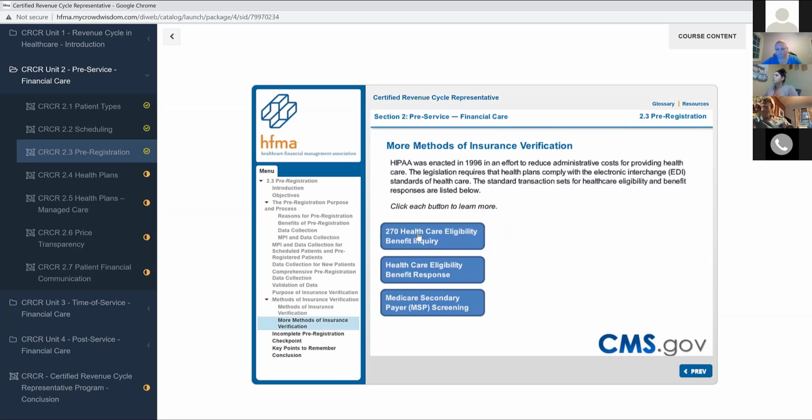Okay. So Medicare secondary payer screening, also known as the MSP. For Medicare patients, an important component of the pre-registration process is the effective completion of the MSP.